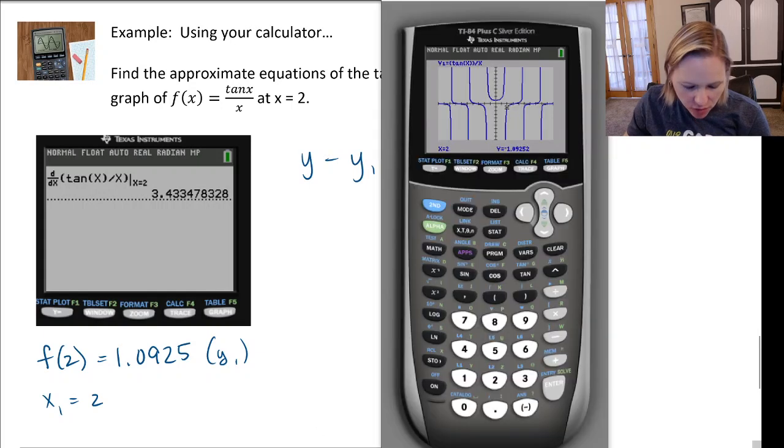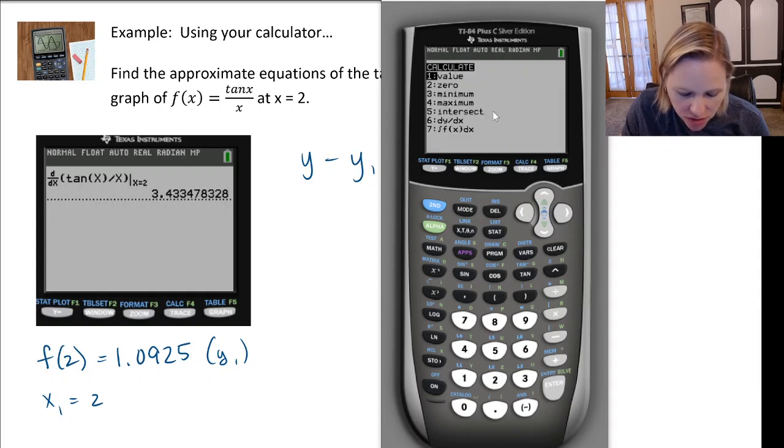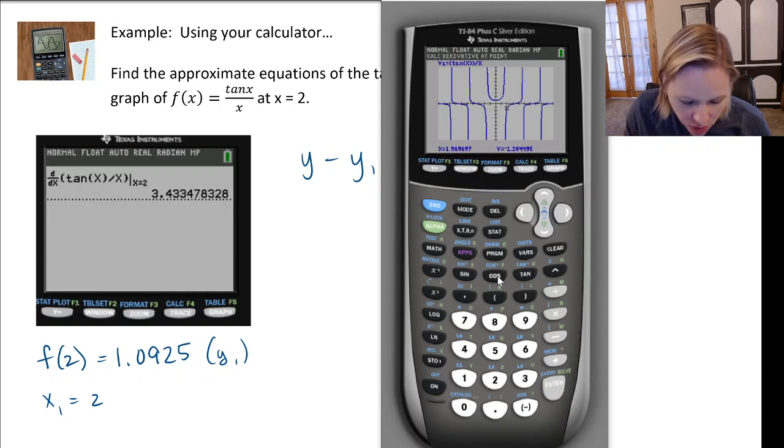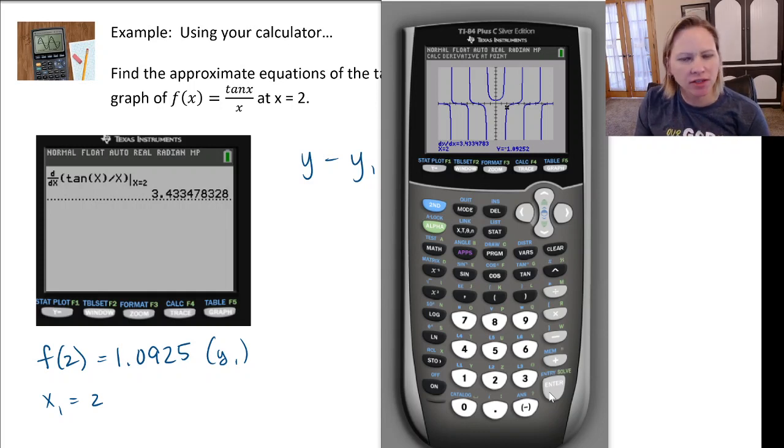Now, when I go to find the derivative, check this out. I'm going to go to that same menu, second trace, and I'm going to go down and choose option number 6. And then it wants to know what value. So it wants to calculate the derivative at a point. I think if I hit 2, boom, it'll take me right there. I have to type in the number 2, even though it didn't ask for it. It wasn't quite as user-friendly an experience there.